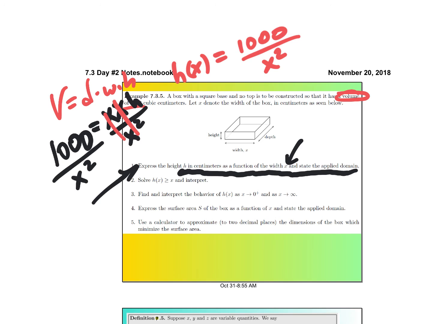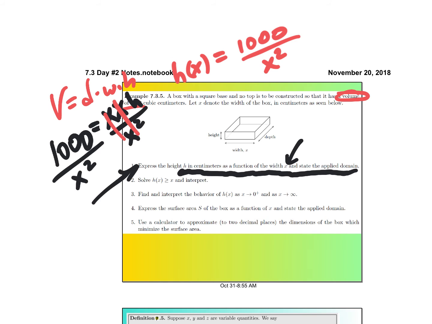What do you know about the domain of x? As in, what can x be? Anything greater than 0. Why can't it be 0? Because otherwise you wouldn't have any width or depth. Yep. So clearly x has to be bigger than 0. Is there any limit to x?